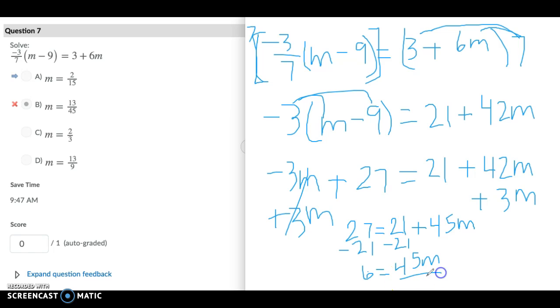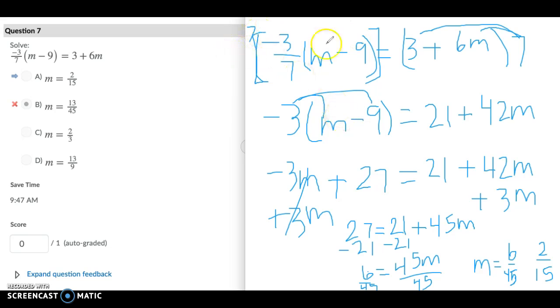Going to divide by 45. Divide by 45. So my m equals 6 over 45. I can just change it around since it's an equal sign. Both of those numbers are divisible by 3, so if I divide 6 by 3, I'll get 2. 45 divided by 3 is 15, so my answer should be 2 over 15.